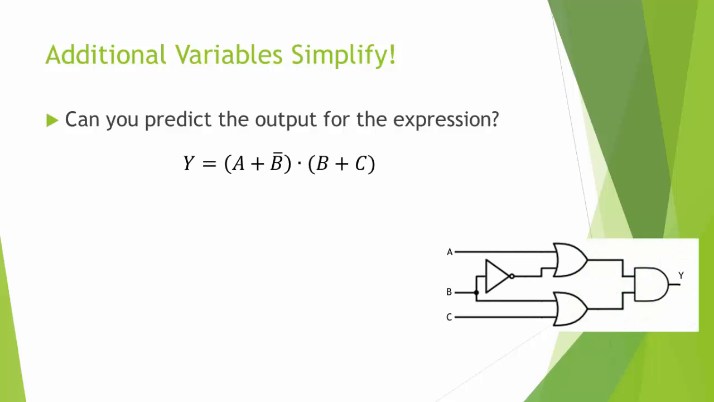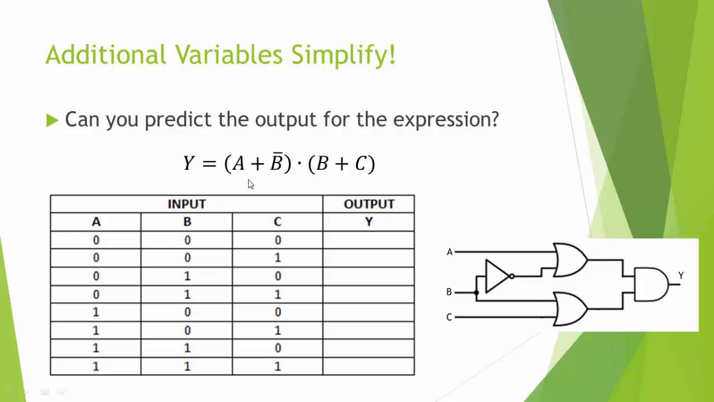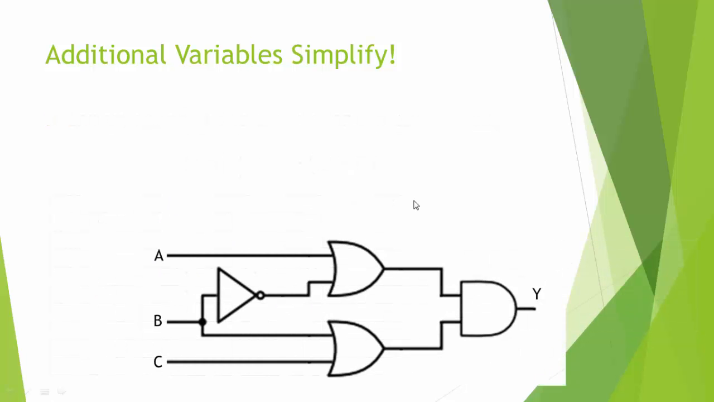So let's take a complicated expression, might look familiar, and say, okay, how do we predict the output for this expression? If we just simply took our truth table and individually looked at the inputs, it could get very hard to get our head around each one of these, predicting the output for Y. So instead, what we do is we add variables.